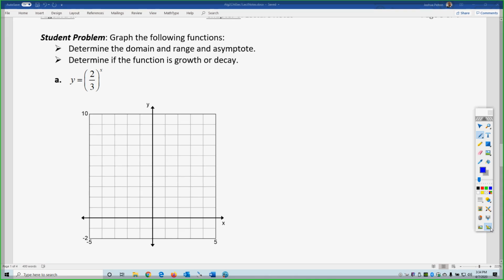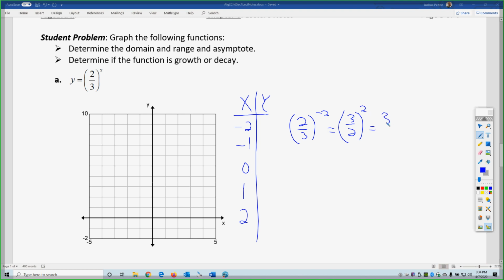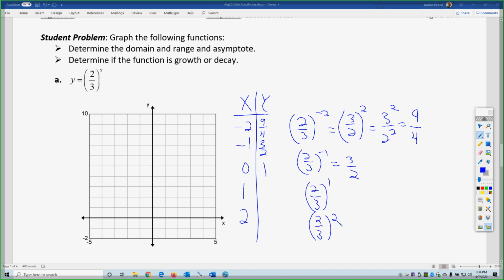Okay, so we'll do a table of values, x and y. -2, -1, 0, 1, 2. So 2/3 to the -2 is 3/2 to the second using the negative exponent rule, which is 3 squared over 2 squared, or 9/4. If we simply do -1, it flips it. Anything to the 0 power is 1. 2/3 to the first power and 2/3 to the second power gives me 2/3 and 4/9.